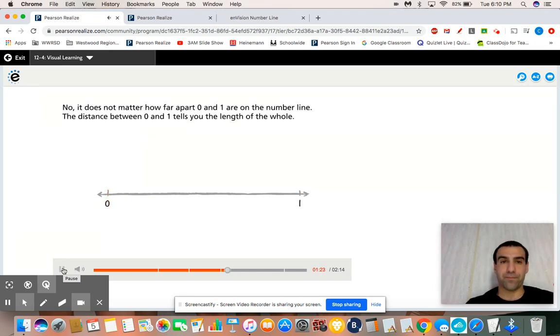No, it does not matter how far apart 0 and 1 are on the number line. The distance between 0 and 1 tells you the length of the whole.